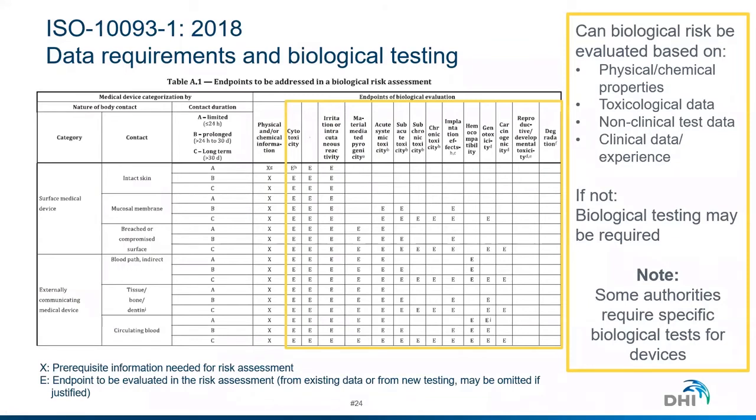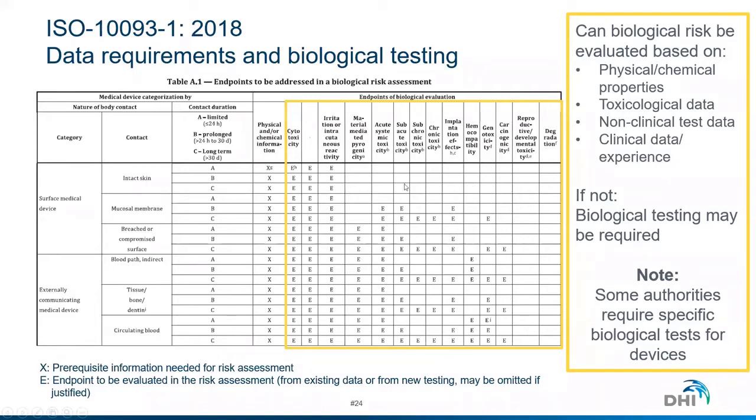And then when you have collected all this information, then you assess your biological risks. You consider your physical chemical properties and the toxicological data. Do I have existing non-clinical test data? Do I have clinical data or experience? If not, and you cannot account for the various endpoints, you may have to perform additional biological testing.